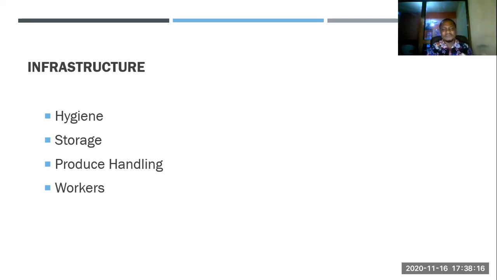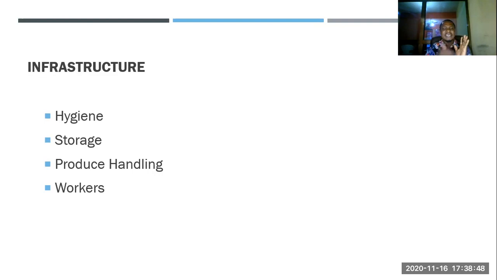Then produce handling. When we talk about produce handling, we are talking about all the stages where the produce is handled, especially in the pack house. And there are requirements about this produce handling. They are not going to tell you to wash your produce or how you should handle your produce. They have specific requirements that the process should not encourage contamination and so on and so forth.